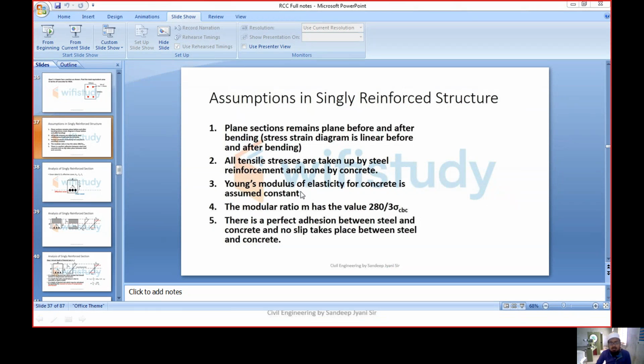Okay, assumptions in singly reinforced structure. Plane section remains plane before and after bending. I have explained in the previous class what that means. Next, all tensile stresses are taken up by steel reinforcement and none by concrete, because concrete only takes compressive stresses. Young's modulus of elasticity for concrete is assumed constant, that is 5000 root FCK. Modular ratio has the value of 280 by 3 sigma CBC. There is perfect adhesion between steel and concrete, and no slip takes place between them.